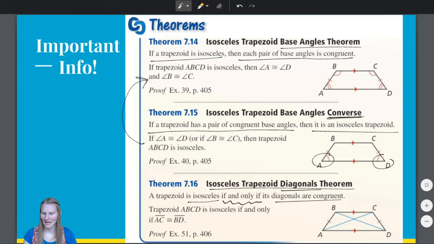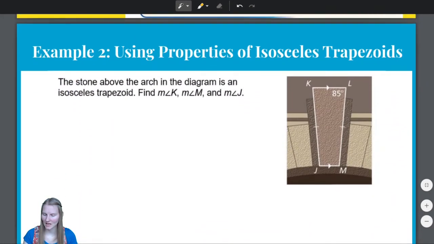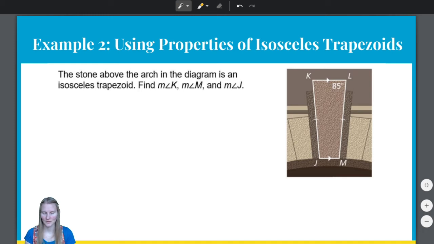All right, let's make some sense of these theorems by seeing some examples. So, the stone above the arch in the diagram is an isosceles trapezoid. So this is a stone in an arch. Find the measure of angle K, the measure of angle M, and the measure of angle J. Okay, well, I can see that the legs of this trapezoid are congruent. So that means that this is an isosceles trapezoid.